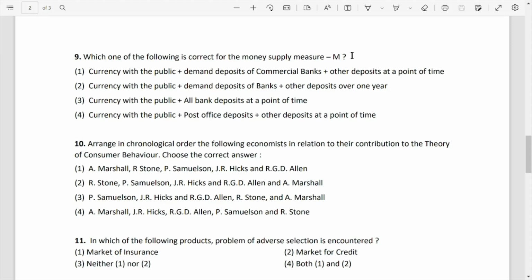This is the correct one. Currency with public, no. This is not. Also, this is not a correct option. So option one is the correct option.